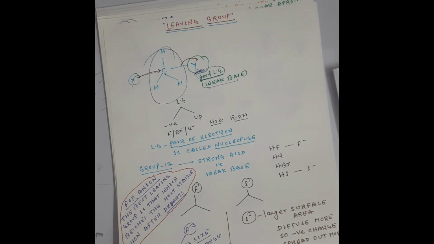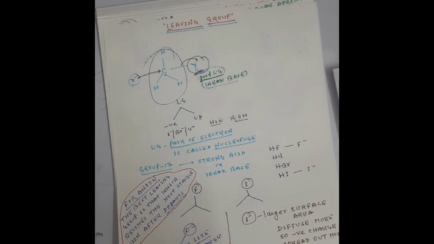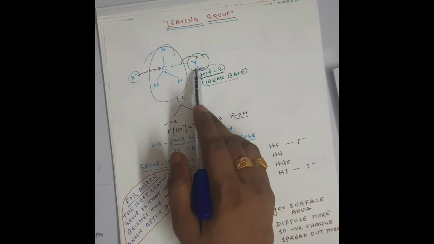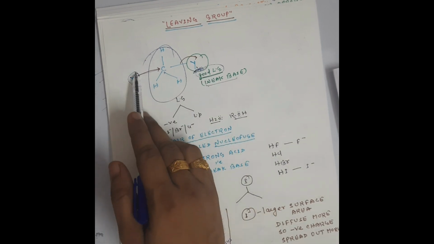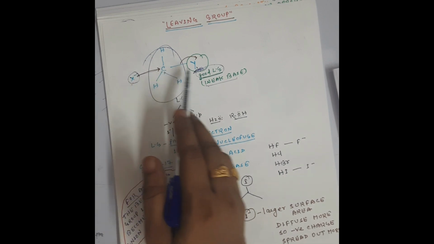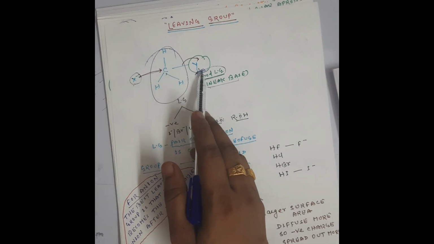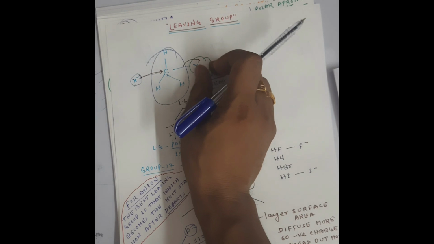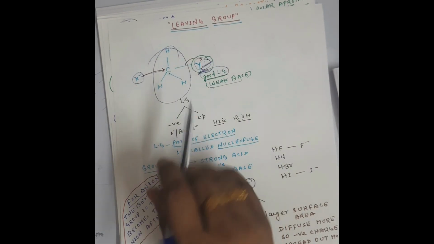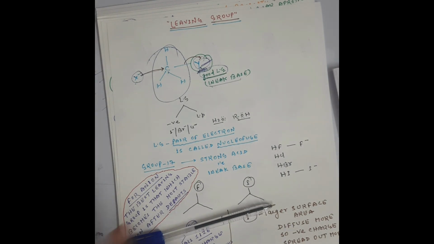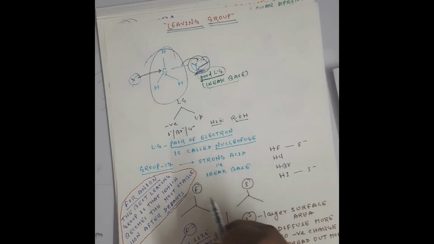So what I am telling you is, when a good leaving group is released, students, what happens? X negative attacks from the left side, so Y will leave the position. This is called a nucleofuge. What is it called? This is called a nucleofuge. It means Y, because of the nucleophile, will be expelled. Clear? So that is called a nucleofuge.